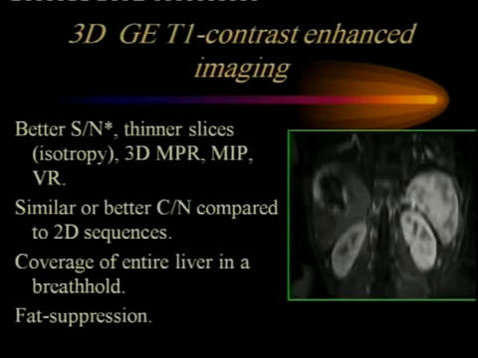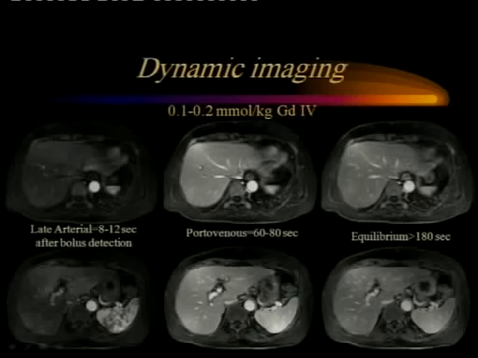The dynamic 3D sequences are better than the 2D sequences, and the signal to noise is much better, and you can obtain thinner slices which will help in reformatting and reconstruction of better quality images. They have similar or better contrast to noise as compared to the 2D sequence, and coverage of the entire liver in a breath hold is possible, and fat suppression is very important. So you usually end up with a late arterial, a portovenous, and an equilibrium phase as you would obtain with the CT scan.